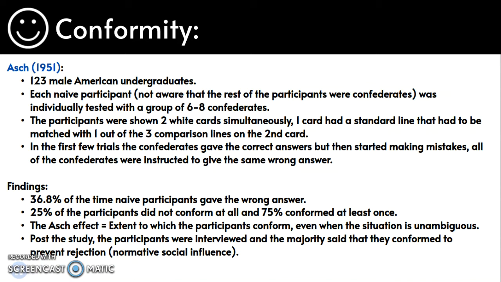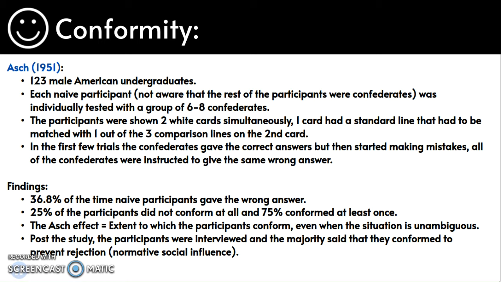So in 1951, Asch did a study with 123 American undergraduates. Each naive participant was individually tested with a group of 6 to 8 Confederates. These naive participants weren't aware the rest of the participants were Confederates. The participants were shown 2 white cards at the same time. One card had a standard line, and this standard line had to be matched with one of the 3 comparison lines on the second card.